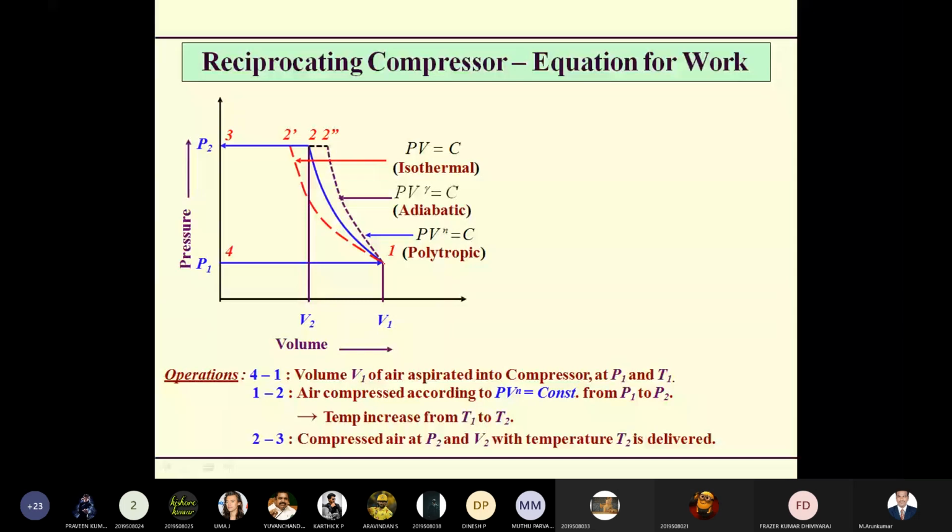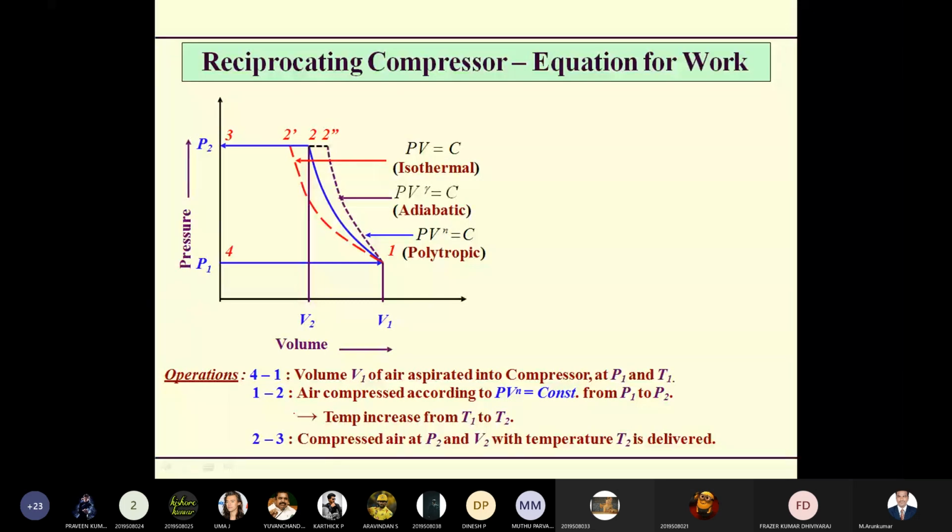So we can continue. This is the PV diagram of our reciprocating compressor. We know very well, we have the processes 1 to 2, 2 to 3, 3 to 4. In process 4 to 1 we will get the suction. Then we will compress the air in process 1 to 2. Then again there is expansion, then again suction, compression, then expansion. So you know the process of the reciprocating piston cylinder arrangement.